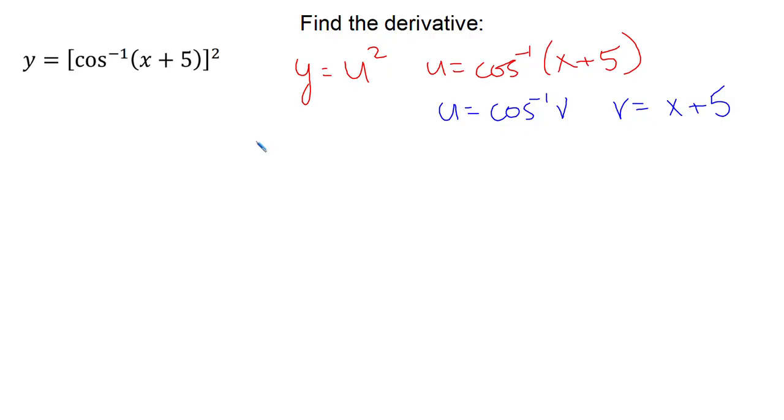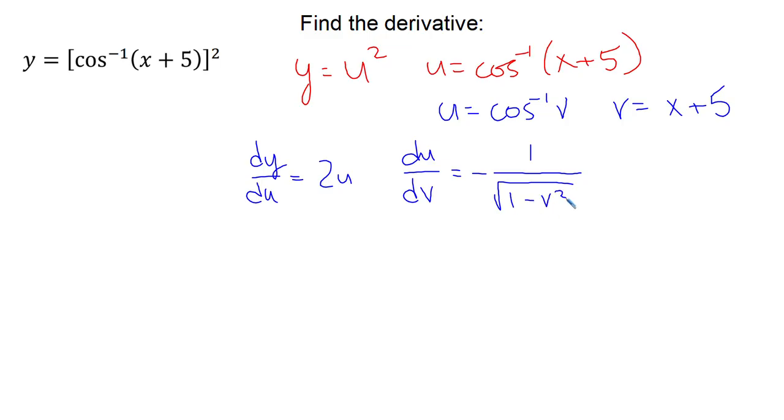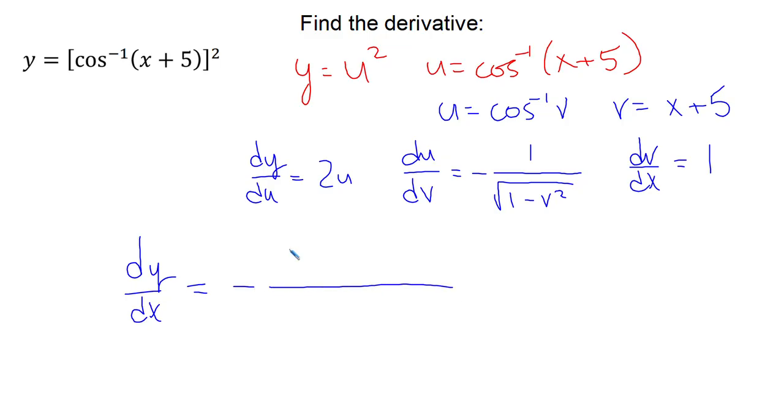First of all, we're going to have dy du, which is just 2u. And then we're going to have du dv, which we should have that rule memorized. It's the opposite of 1 over the square root of 1 minus v squared. And then we should have dv dx, which in this case is really convenient. It's just 1, so we can kind of ignore that as we write out our final answer. So dy dx, again, is the product of those 3 things. So dy dx should be a negative out in front with a 2u, where u is the inverse cosine of x plus 5 in our numerator. And then we're multiplying that by the dv dx, which is 1, so we can ignore it.